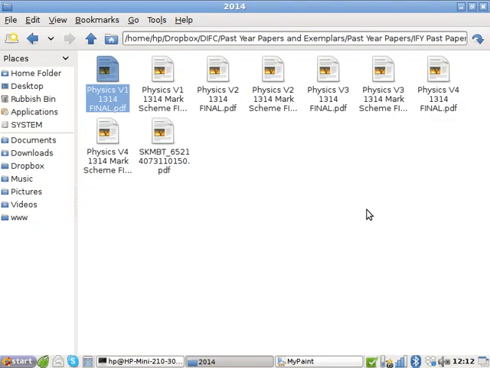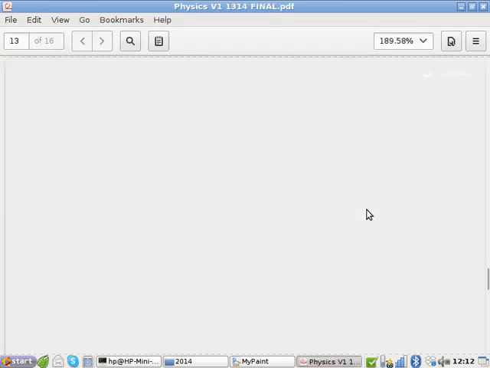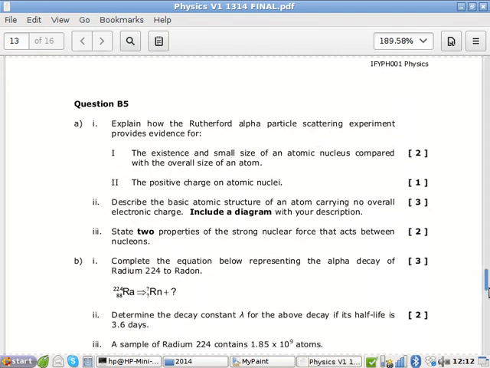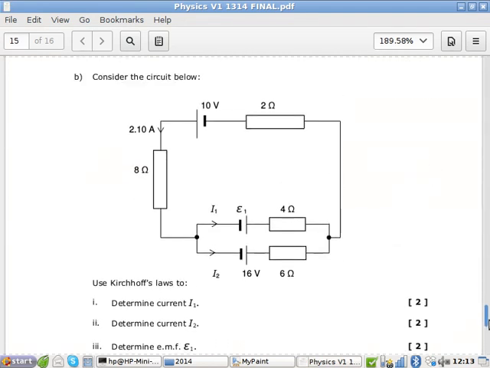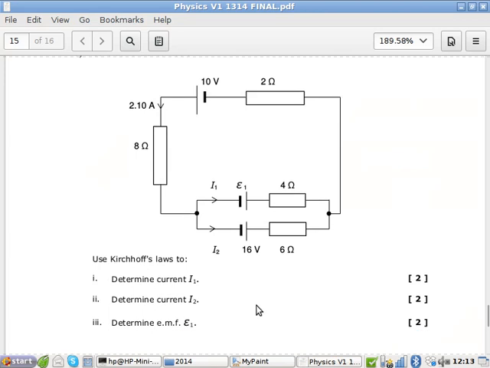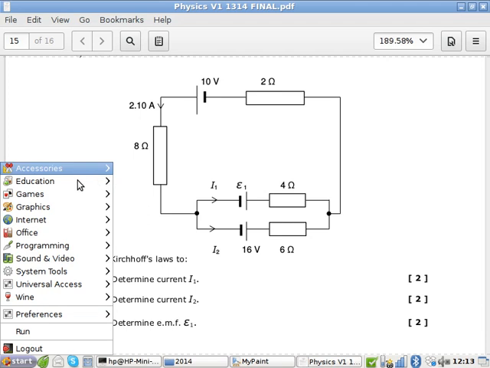Right, let's see. Finding a Kirchhoff question for us to do. Kirchhoff, I like Kirchhoff. I want you to like Kirchhoff too. Here is Kirchhoff.